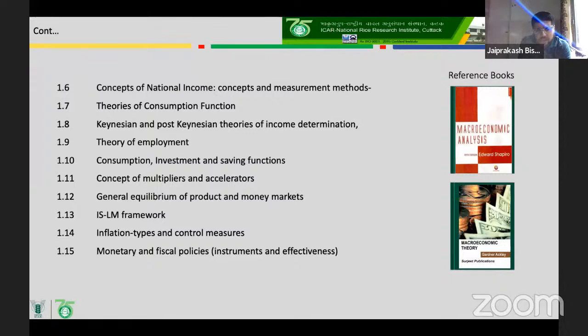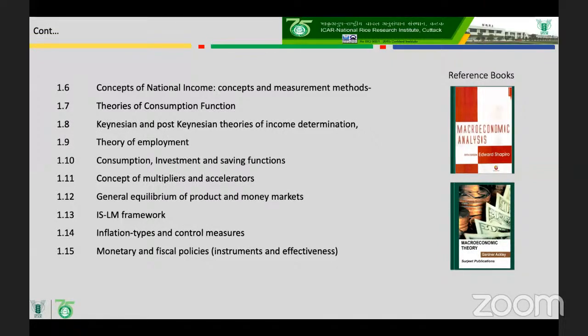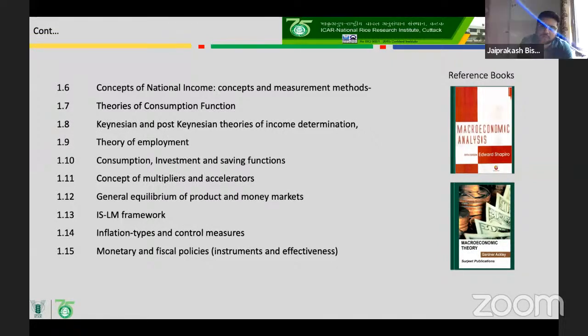Other thing is that you should know about the consumption function, Keynesian and post-Keynesian theories of income determination, theory of employment, consumption, investment, and saving function, like accelerator and multipliers. And the IS-LM curve. The IS-LM curve is very important from the point of view of your mains examination. Again, the Laffer curve is there, and your Phillips curve is also there in the employment and unemployment topic. So you should be thorough about some of the curves which are given in your macroeconomics portion.